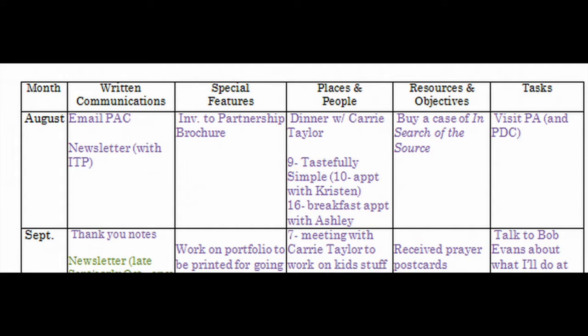Places and people would be the appointments that you set up. Are you going to be speaking at a church? Are you going to be meeting with a person? Taking someone out for lunch? What are the places and people that you're going to be doing that month?